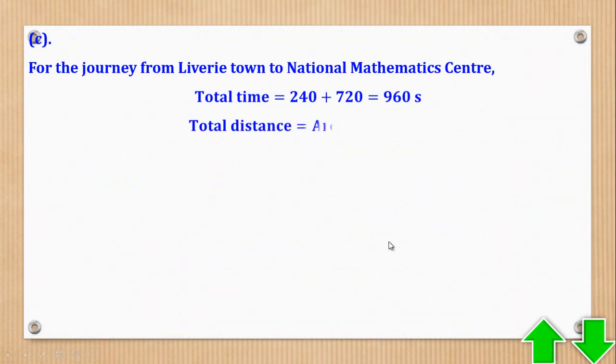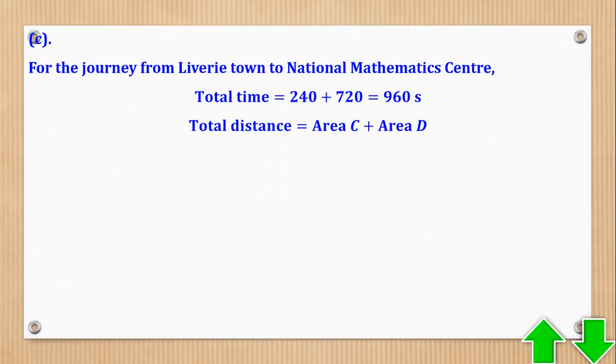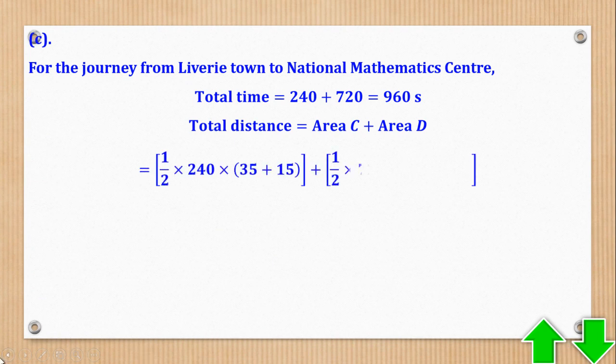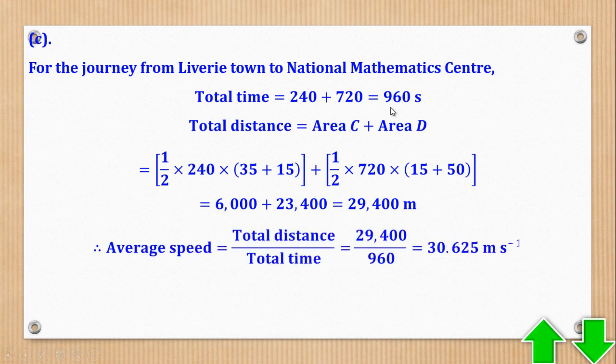Then total distance, I need to get the area C plus area D. So area C is this. This is the trapezium. Do you see it? This is also a trapezium. So I'll get the two areas using the formula for area of a trapezium and come up with the total distance of 29,400 meters. Now I know total distance, total time, I can get the average speed, which will be that.